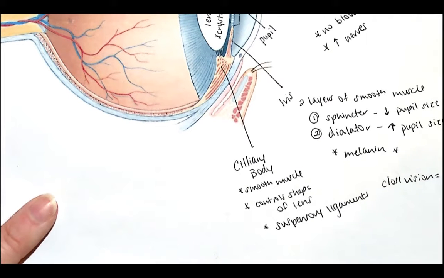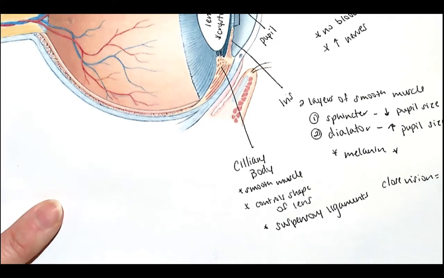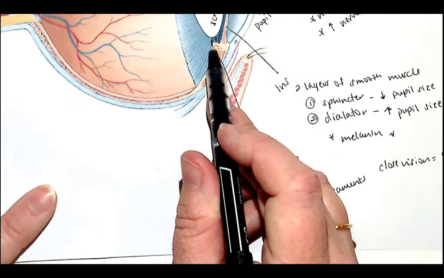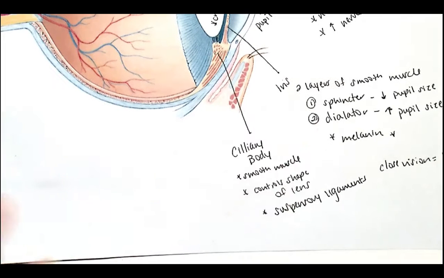if you're looking at something close, the lens is going to bulge. Did I spell bulges right? That word looks really weird. Okay. Close vision, the lens is going to bulge. We can contract and loosen the ligaments and the lens bulges.